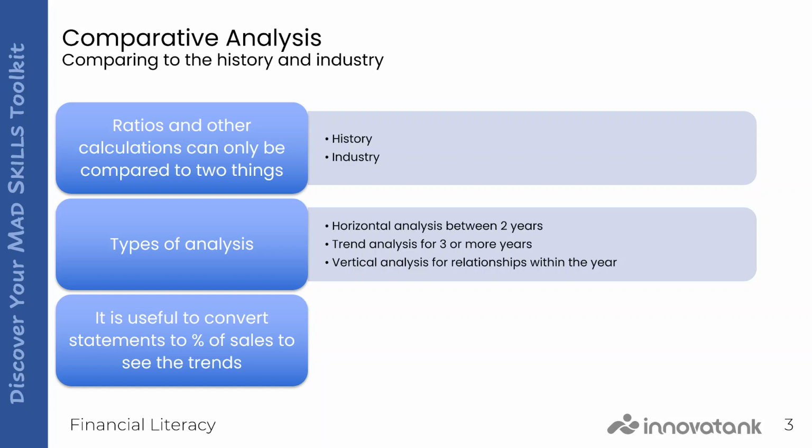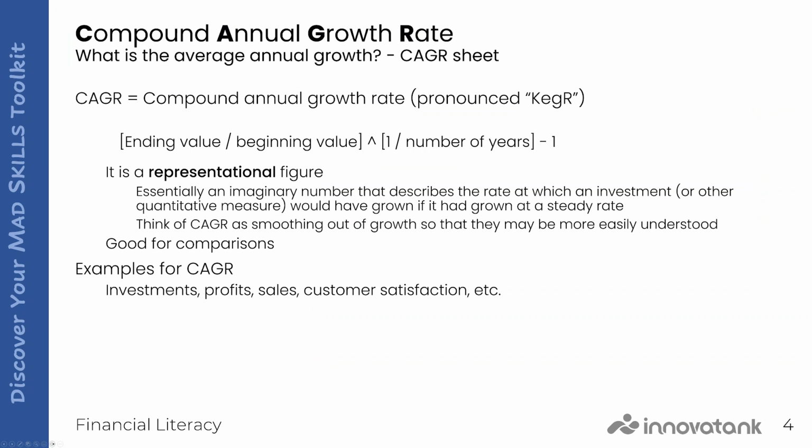So, again, ratios and other types of calculations give you the ability to compare that history, compare it to other players within the industry. Types of analysis: you've got horizontal, which is between 2 years; trend, which is 3 or more years; and vertical analysis of a relationship within a year. And again, it's useful to convert statements to percent of sales just to start to see these trends. It makes life a little bit easier.